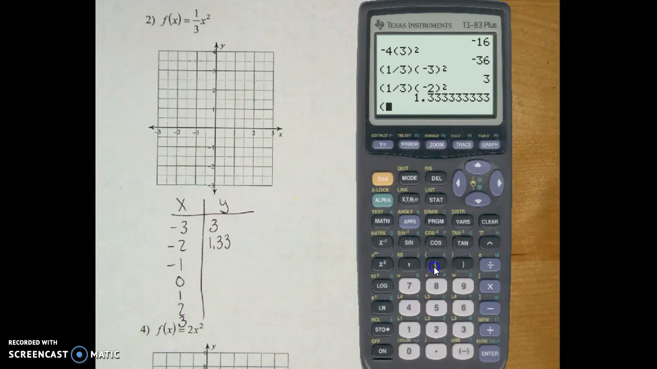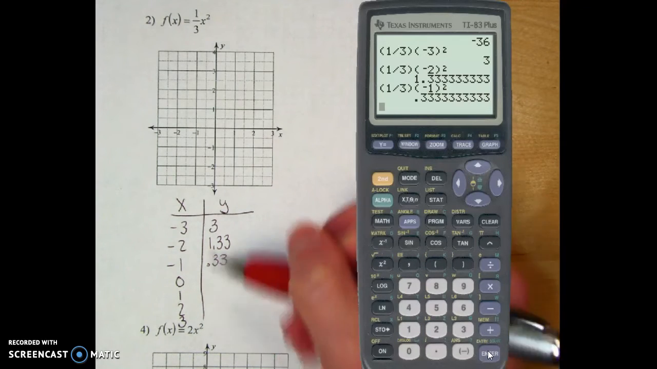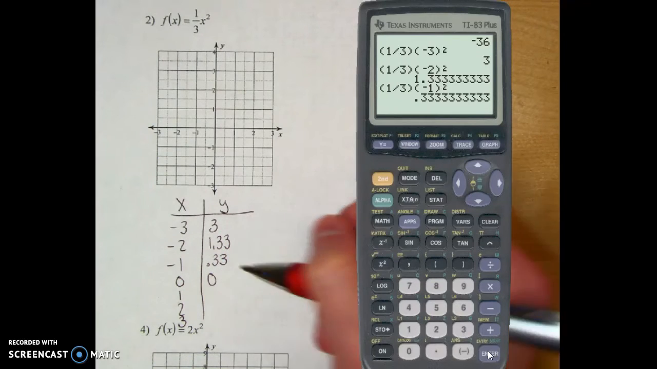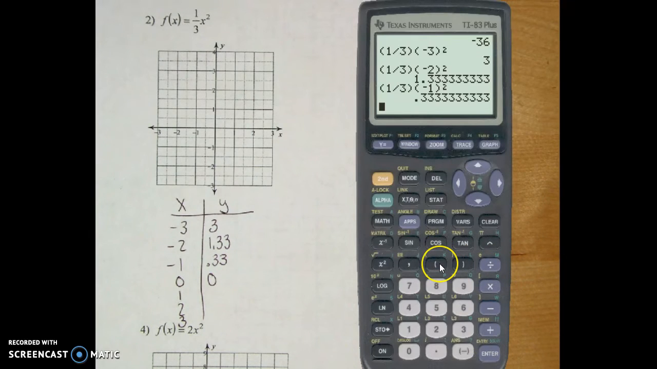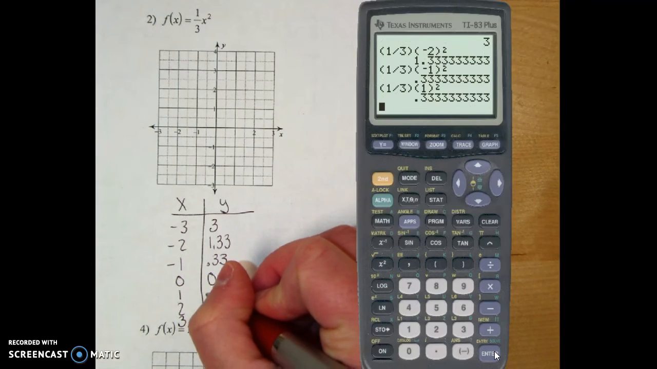Okay, and now 1/3 times -1 squared is 0.33. And then 0 we know is going to be 0. 1/3 times 0 is just going to be 0. And then I know that these are going to be the right numbers, but I want you to get into the practice of just double checking, because you could be wrong on the first 3 numbers, and that would mess you up on the next 3. So this is 0.33.